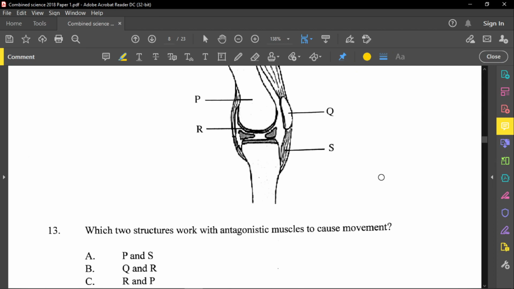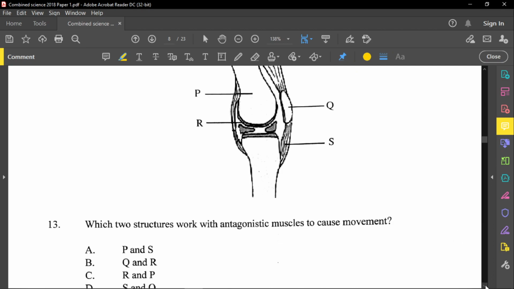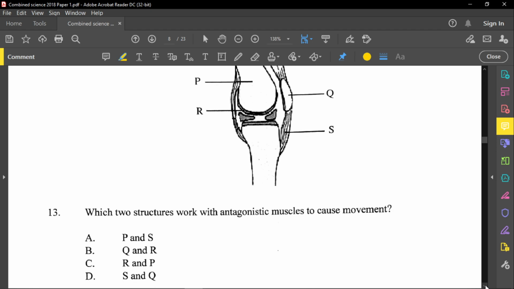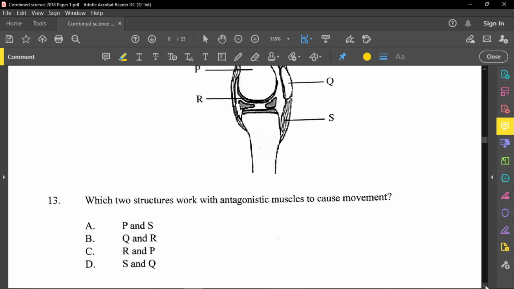So we say work with antagonistic muscles. The cartilage is very important in this because the cartilage will cause smooth movement. And the patella also connects the two muscles, all right? So what is important here for us is the patella and the cartilage. So we're looking here for Q and R. Okay, so Q and R will be the answer. So this will be B. All right, they assist with the muscles for movement.